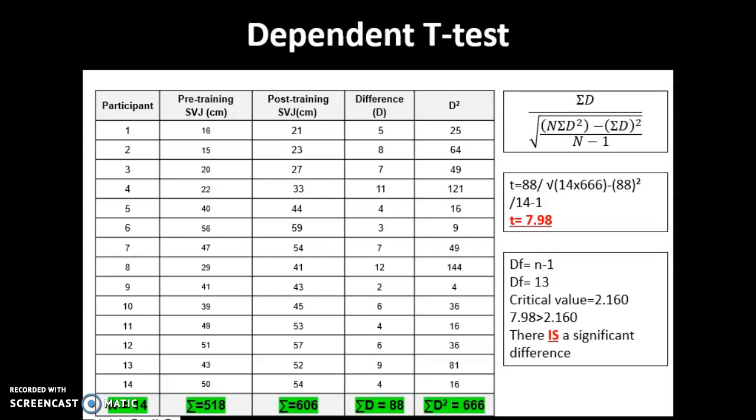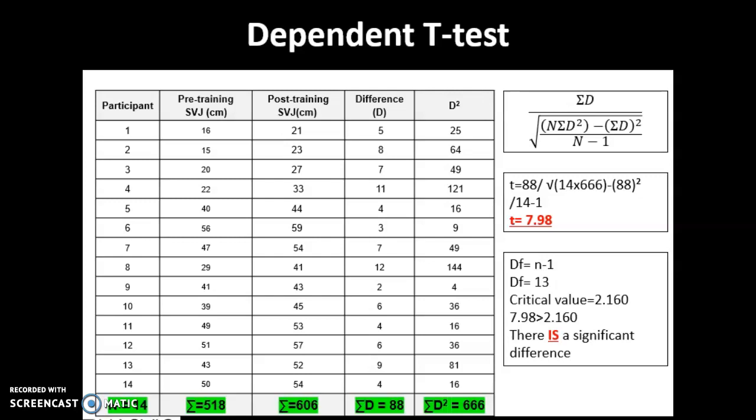Next, you must find the sum of each dataset's values, which gave me 518 for pre-training and 606 for post-training. Then you work out the difference between the scores by subtracting the smaller value from the bigger one. You then need to find the sum of the differences. After that, you need to square each of the differences and then find the sum of the squared differences. I now have all the values needed so I can put it into the formula. This gives me 88 over the square root of 14 multiplied by 666 minus 88 squared over 14 minus 1. This gave me the t-value of 7.98.